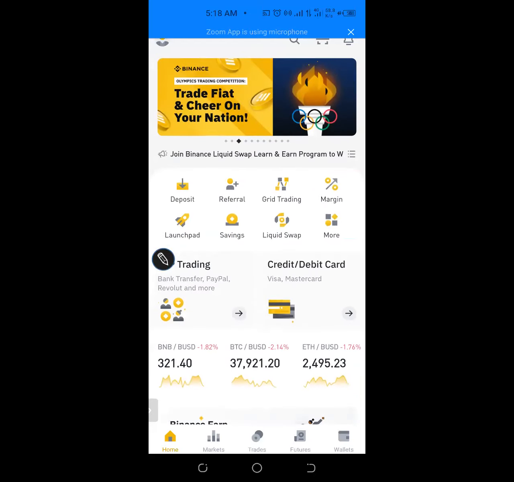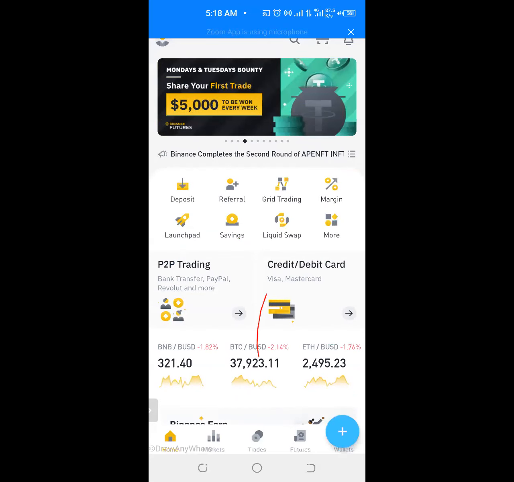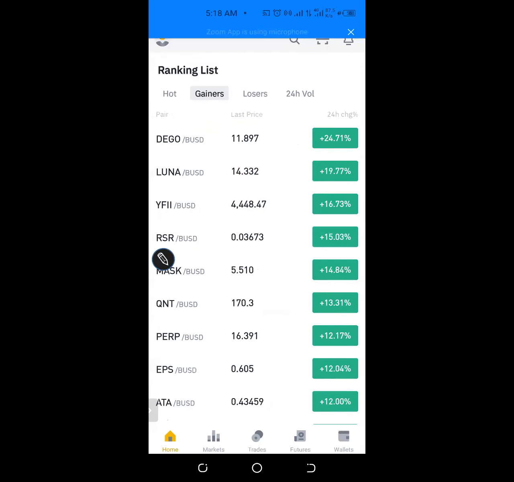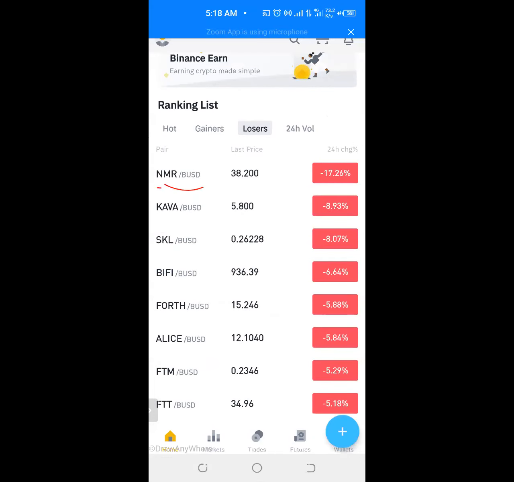I keep saying this. Now, the next button here is you can also see the top losers as well. So you can see that coins have lost a lot. You see the top losers. If you are holding this crypto, you have lost minus 17% of your money.